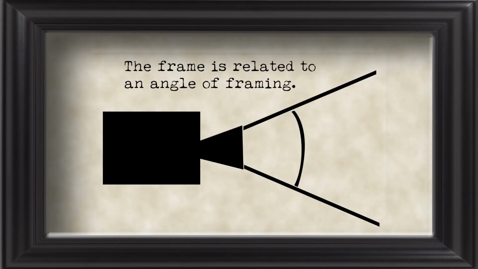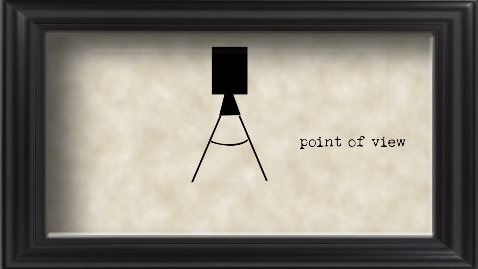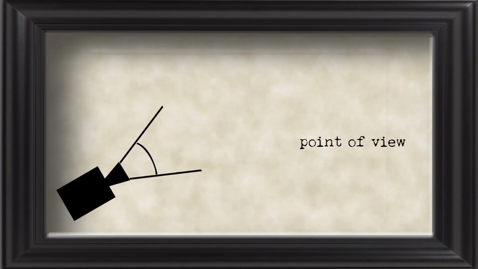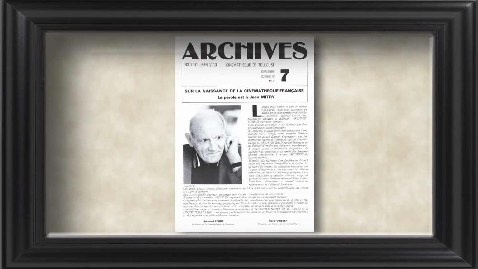In the fourth place, the frame is related to an angle of framing. This is because the closed set is itself an optical system which refers to a point of view on the set of parts. Of course, the point of view can be or appear to be bizarre or paradoxical. The cinema shows extraordinary points of view, at ground level, or from high to low, from low to high, etc. But they seem to be subject to a pragmatic rule which is not just valid for the narrative cinema. To avoid falling into an empty aestheticism, they must be explained, they must be revealed as normal and regular, either from the point of view of a more comprehensive set which includes the first, or from the point of view of an initially unseen, not given, element of the first set.